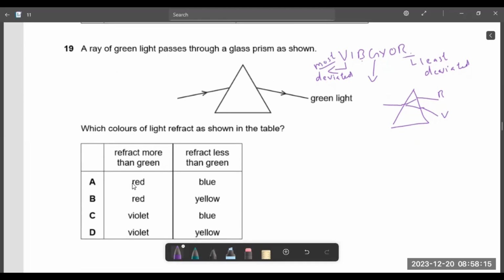So, refracted more than green. Here red and violet are there. So violet will be more deviated. That means these two choices. And refracted less than green, blue and yellow are there. So blue is here, that is most deviated. Yellow is here, so yellow will be less deviated. So here the right choice is D, violet and yellow.